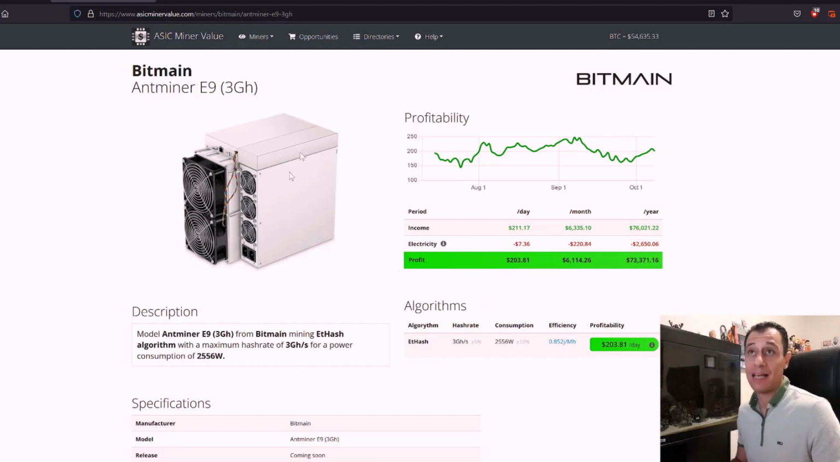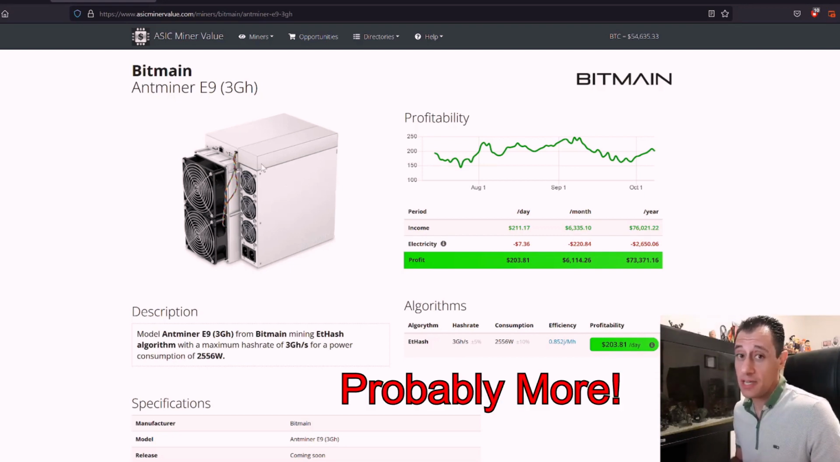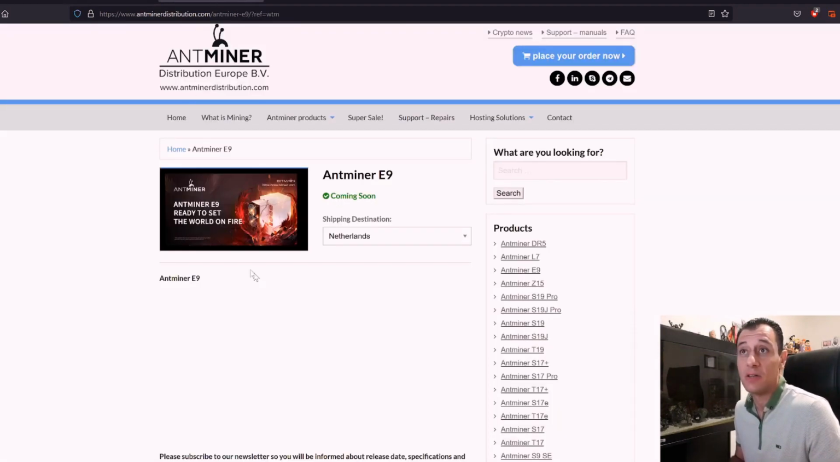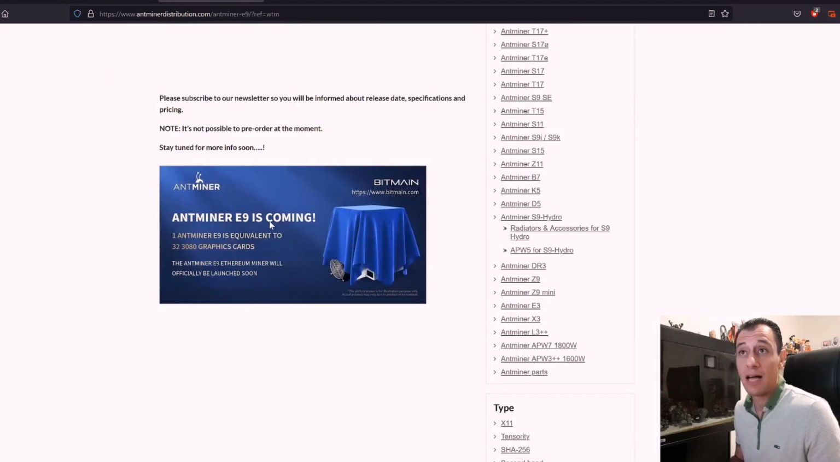Obviously, I expect that this ASIC miner will cost in the region of around $20,000. I don't think it's going to be cheap. So let's say it's going to cost $20,000. We don't know yet because it's still not available. It's still coming. It's equivalent to 3080 graphics cards, it says here. This is the atminerdistribution.com website. So we'll just have to see what's going to happen, if this is actually going to materialize and if it's going to deliver what they're promising it's going to deliver.